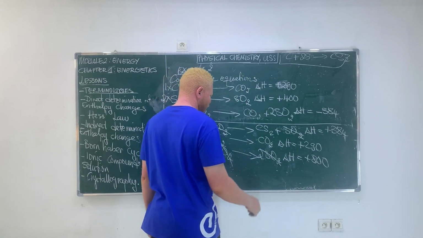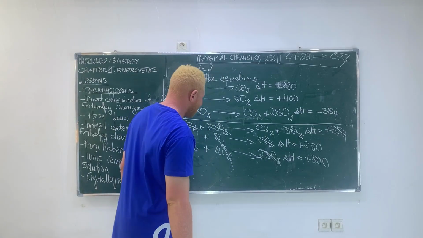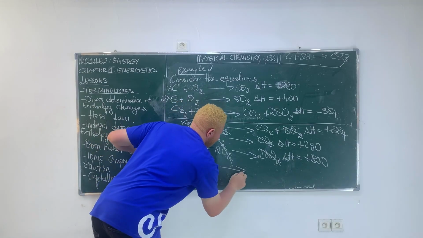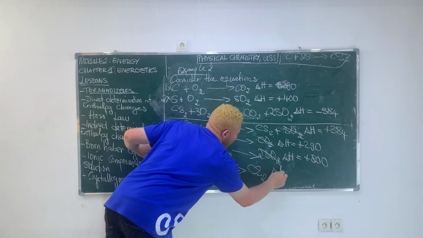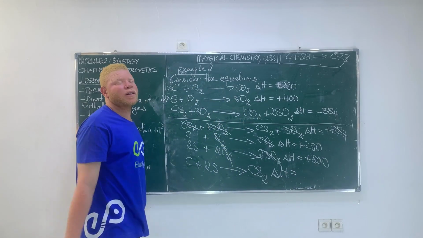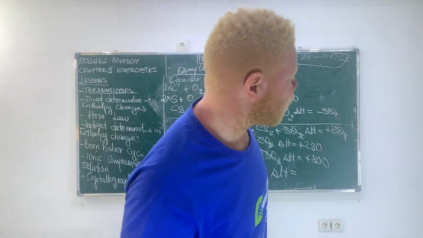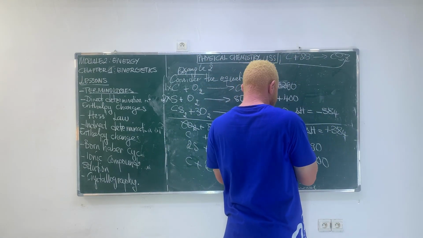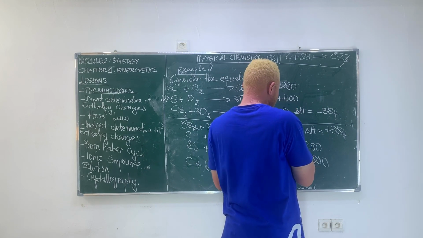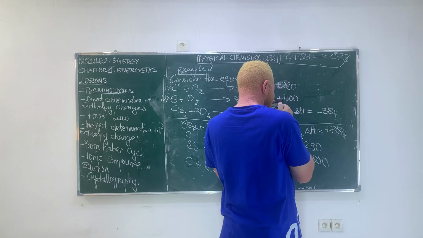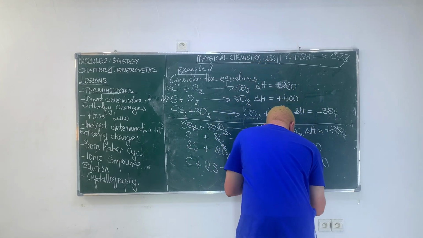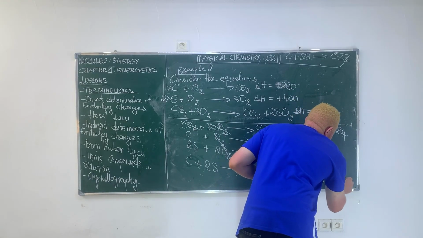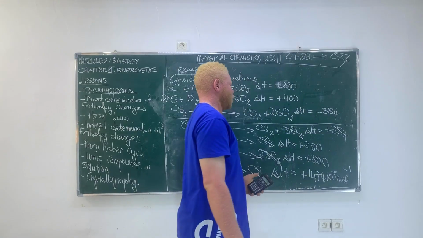What about carbon dioxide again? Carbon dioxide cancels. Let's copy what's there. I'm left with C plus 2S giving CS2. Delta H equals adding all the enthalpy changes. So take our calculator and add all the enthalpy changes. So here's 384 plus 290 plus the other enthalpy, which gives 137 kilojoule per mole. That's the enthalpy change.